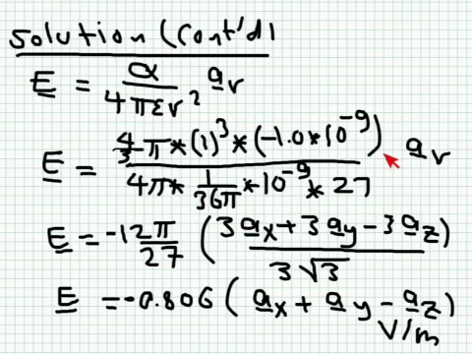If you simplify all this, 4 pi will cancel with 4 pi, 3 will cancel with 36 to give you 12, and 10 to the minus 9 will cancel 10 to the minus 9. There is a negative sign there. So this will give you minus 12 pi over 27 multiplied by a_r, and here I expanded a_r. So a_r is simply the position vector divided by square root of 27, which is really nothing but 3 square root of 3. 3 will cancel out from all the 3's in the numerator, and if you divide, you get minus 8.806 in this direction. So this will be the direction of the electric field.